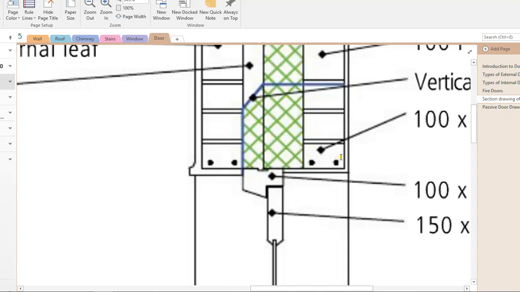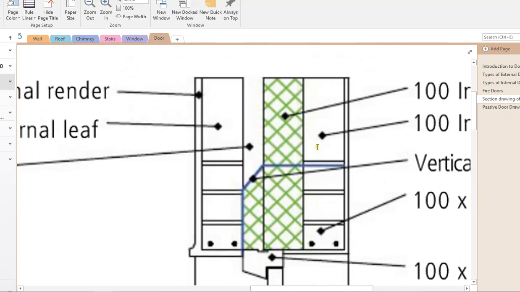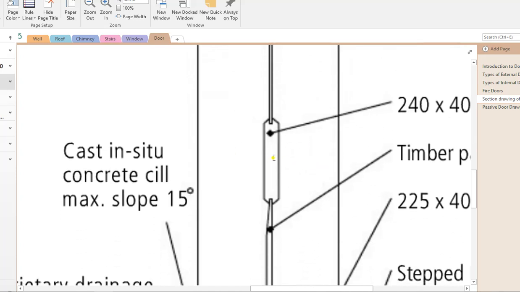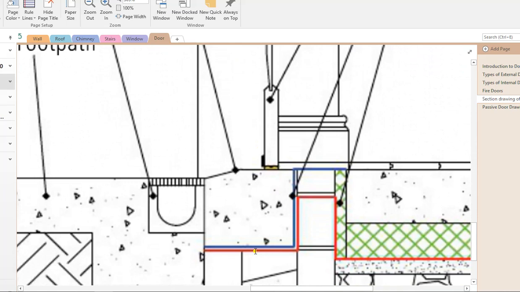Now we have lintels placed in here, 2 bricks overhead, and then blocks overhead of that. Now if we move down along the diagram, we have our lock rail in the center, and then we have this detailing placed in here.